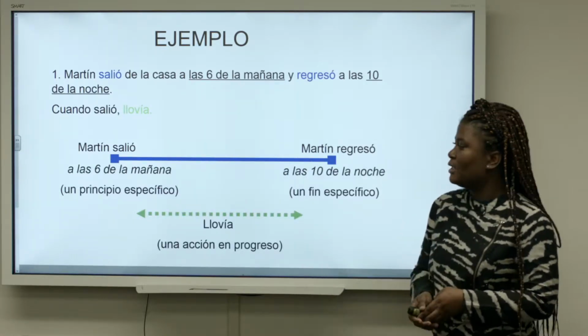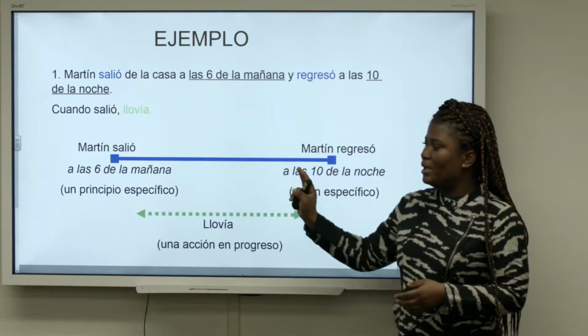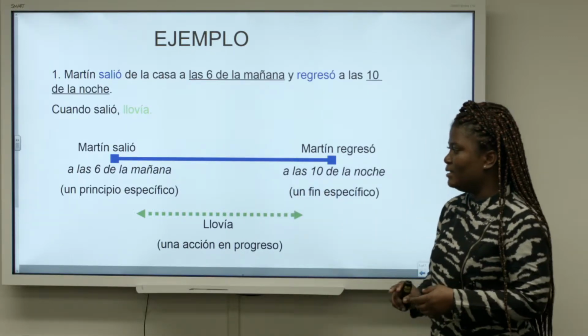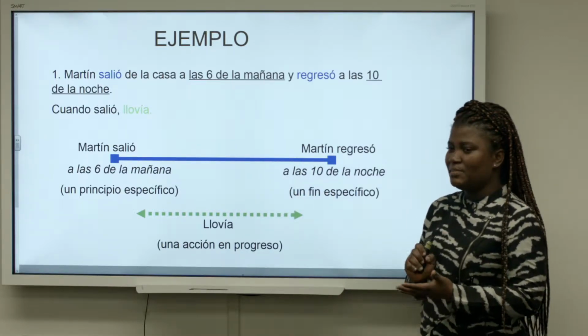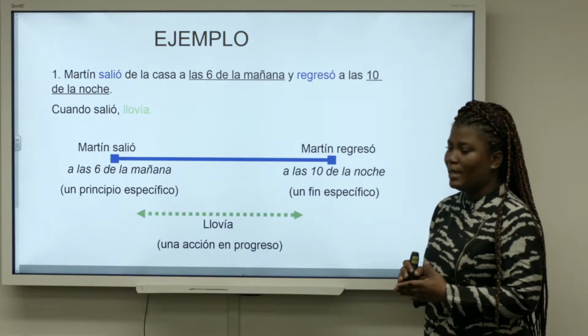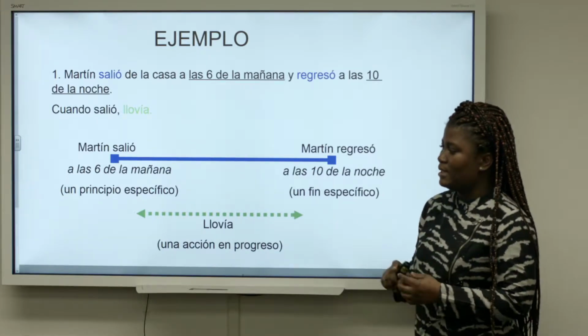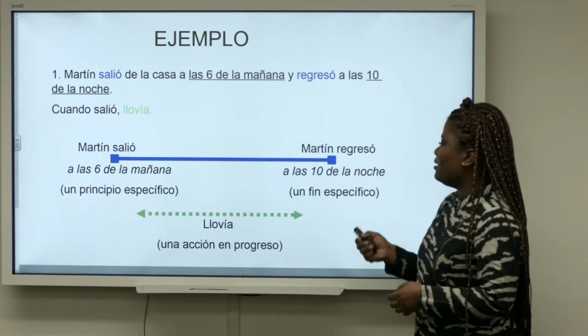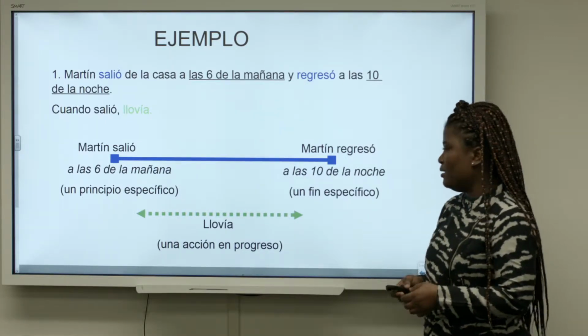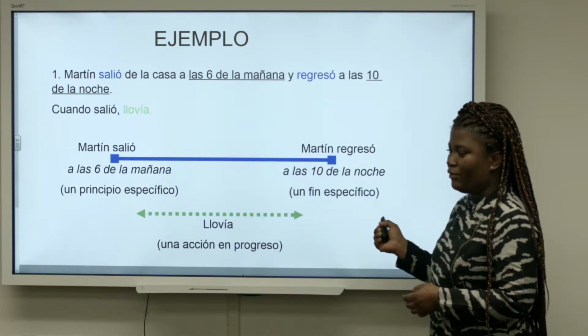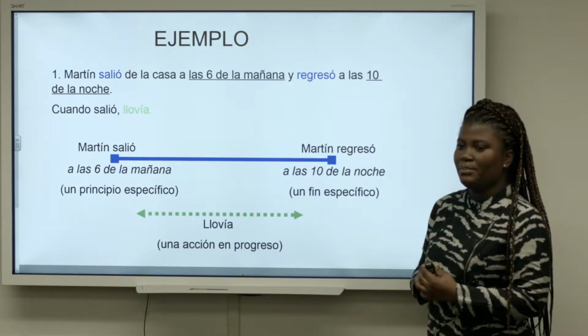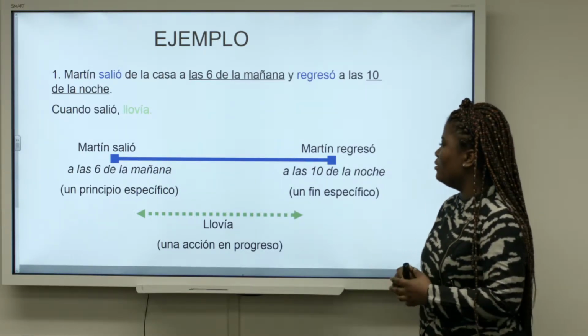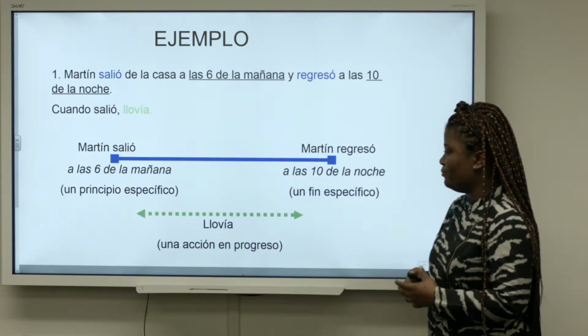Bien. Martín salió would be at the far end of the blue line because he left at a specific time, that was 6 a.m. Entonces, a las 6 de la mañana, un principio específico. And then when he came back, it was 10 p.m. Un fin específico. That's why we use the preterite, salió and regresó.